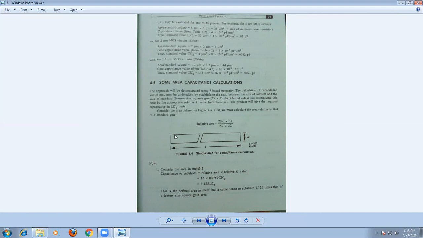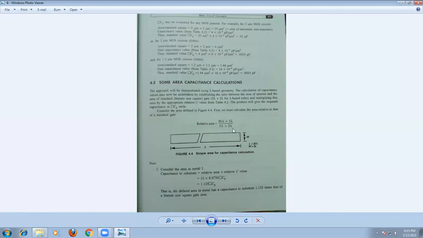Assuming this is the metal, or whatever layer, maybe polysilicon, maybe metal, it may be anything. Even though the metal layer has a width of 3 lambda, we have to concentrate on the standard gate area. That is the thing you have to consider. It may be any layer, metal 1, metal 2, or polysilicon, and the denominator is always the standard gate area.